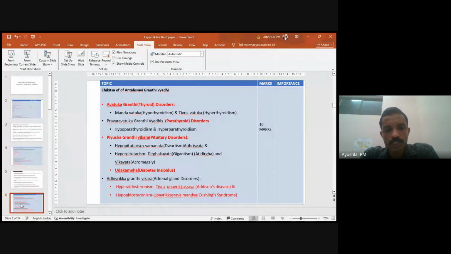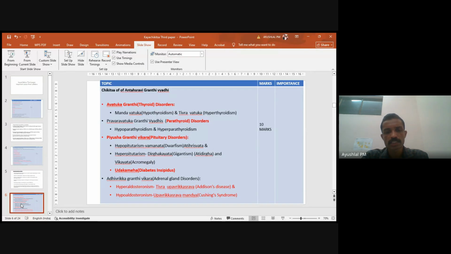Next is Udakameha, that is diabetes insipidus. Again, you can see how the pathology happens in diabetes insipidus, and what are the symptoms. If any correlation is possible with Ayurveda, there are different meha, or there is a condition called Mutratisara. If it is possible, you can write the correlations. Otherwise, you can just write the modern portions and how it is treated.